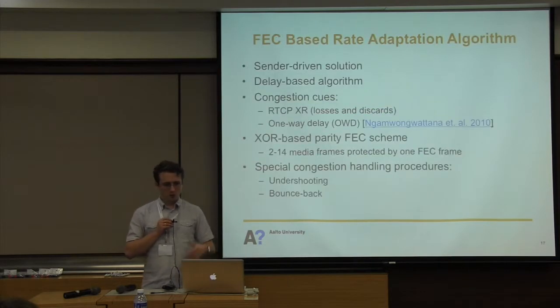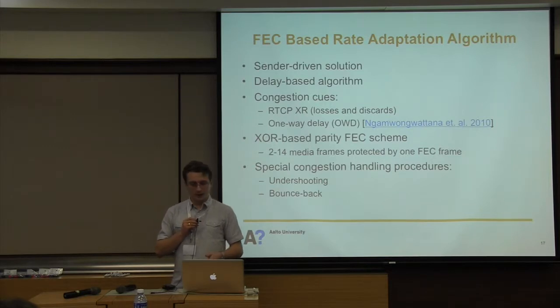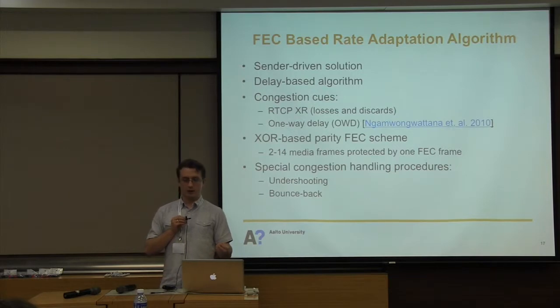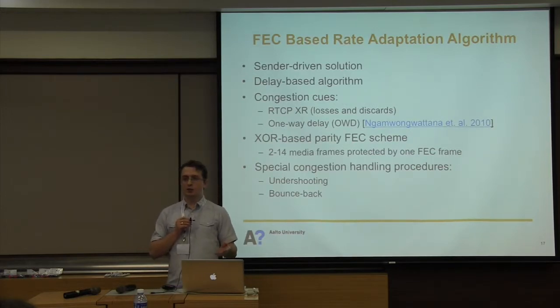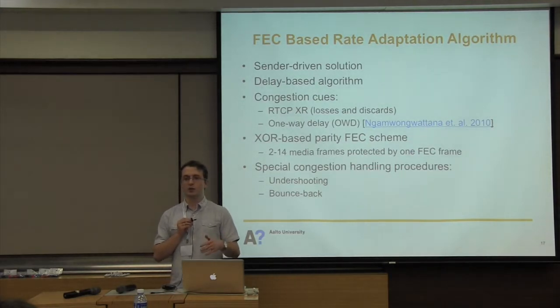Using all this knowledge, we have created an example of an FEC-based rate control algorithm. We call it the FEC-based rate adaptation algorithm. Here are some of the main features of this algorithm. It's a sender-driven solution, and it's a delay-based algorithm. As congestion cues, we use standard RTCP RR reports, and we also use extended reports, RFC 3611, to calculate the losses and discards. And we also use a one-way delay algorithm called Sync and Sense, that allows you to do proper one-way delay calculations without the need for timestamp synchronization.